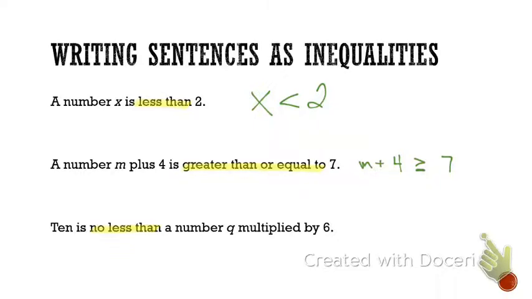Okay, so 10 is greater than, because it can't be any less than, a number q multiplied by 6. So how could I show a variable being multiplied by a number? Hopefully you're saying 6q, right? We always write the number first. So we say 6q. We don't have to solve these. We're just writing the inequality for now. We will solve them eventually. We're just not solving them right now.